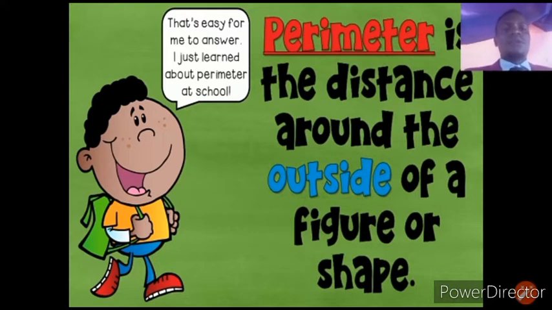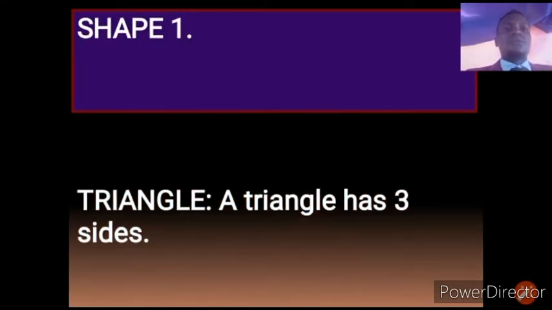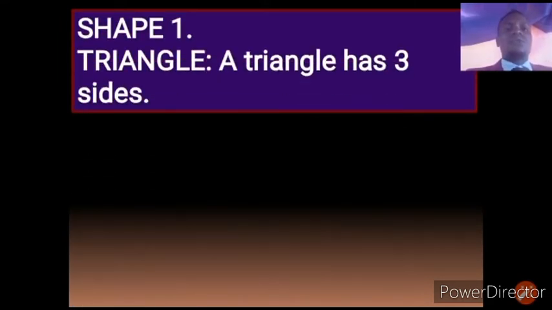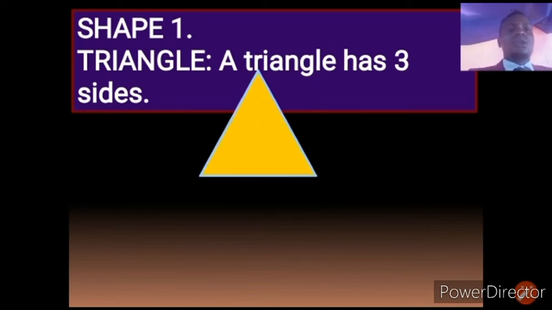Now, the first shape we shall be treating today is a triangle. We have different types of triangle. We have isosceles triangle, scalene triangle, and equilateral triangle. All these triangles have 3 sides. We have side A, side B, and side C.